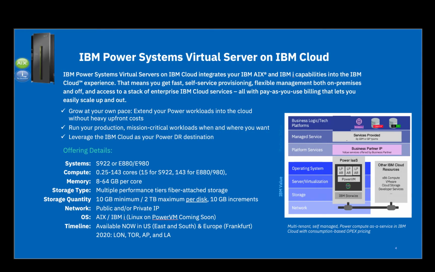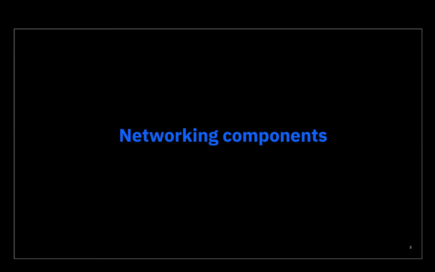IBM's Power Cloud enables you to host your AIX and IBM i workloads in a cloud environment to gain all the cloud-native benefits you have been hearing about, but for your robust enterprise applications. You can run production, mission-critical workloads, and host your DR environment all without the upfront cost of an on-prem system. If you need a further overview of the Power on Cloud offering, please review our previous video. Now, let's dive into the networking components of Power on Cloud.